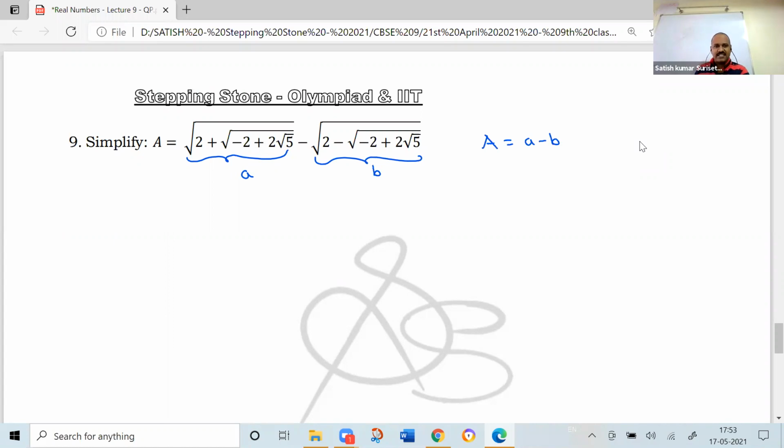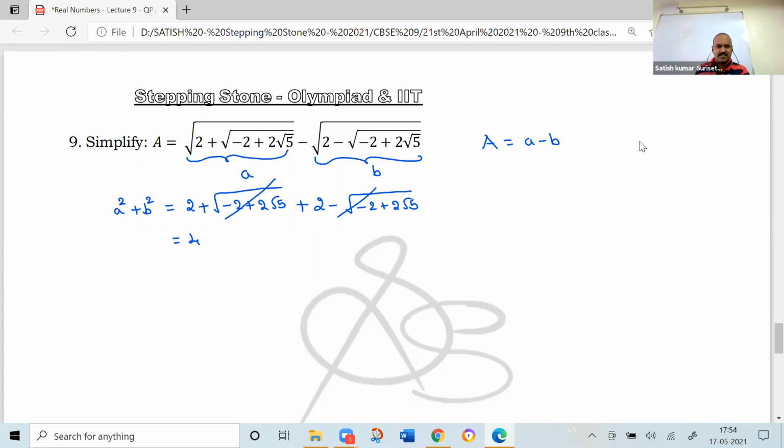Now when I take this as A and this as B, if I calculate A square plus B square, what will it be? Why I'm calculating A square is so the root will get eliminated. So A square will become 2 plus root of minus 2 plus 2 root 5, plus B square 2 minus root of minus 2 plus 2 root 5. Now observe this. This term is same inside, so this will get eliminated. So 2 plus 2, 4. So A square plus B square is 4.